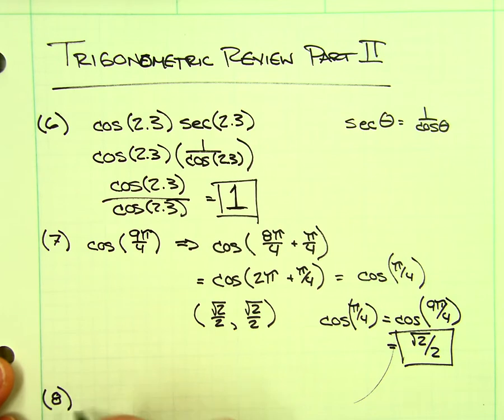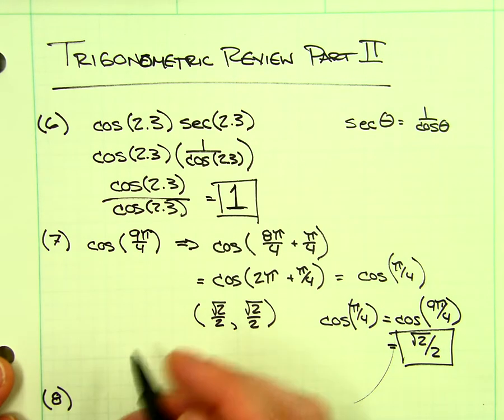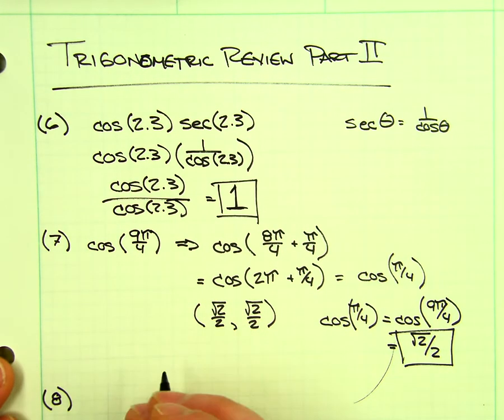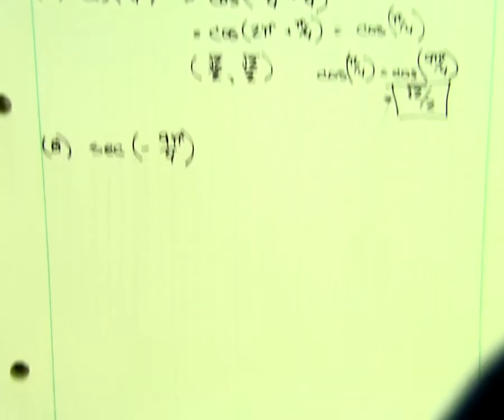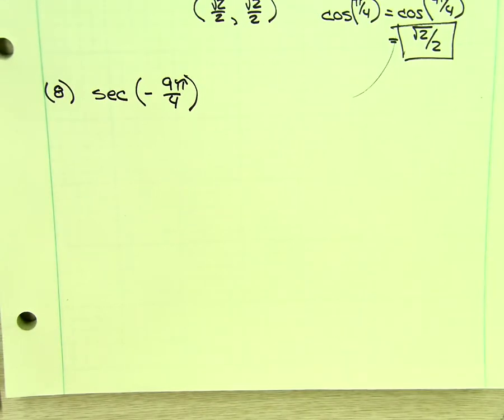Let's go to problem 8. So same idea. I want you to figure out what the value is at a particular point. But in this case, I'm going to give you the secant of negative 9 pi over 4. Okay, now don't freak out. This definitely has some extra steps involved in it, but we'll work through it. You can get this no problem.